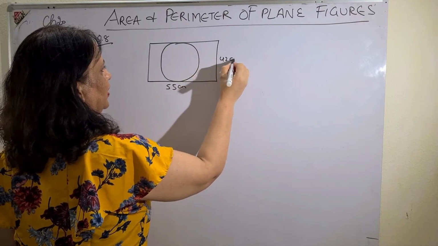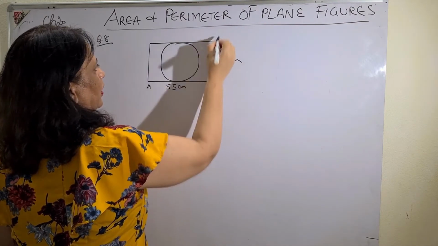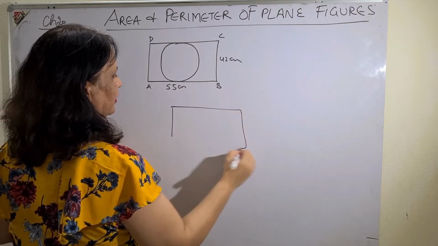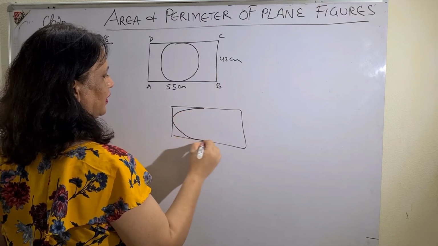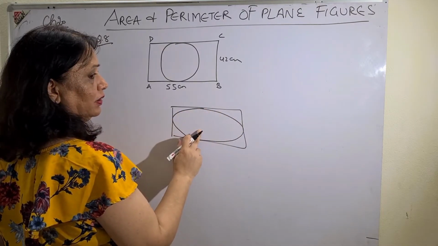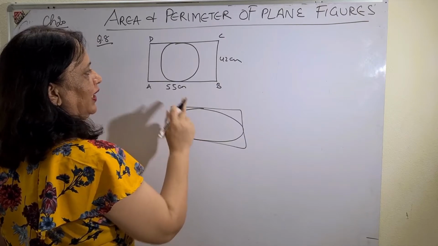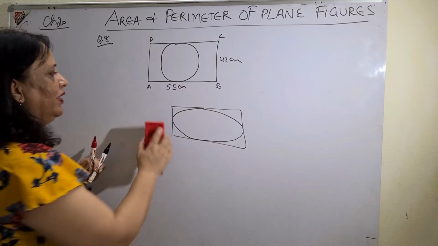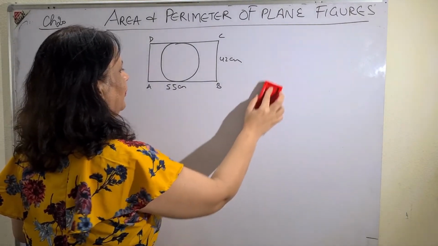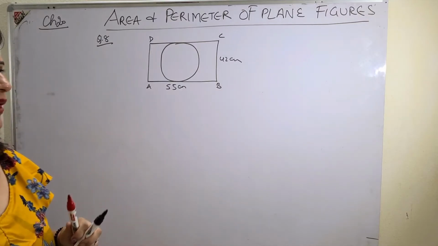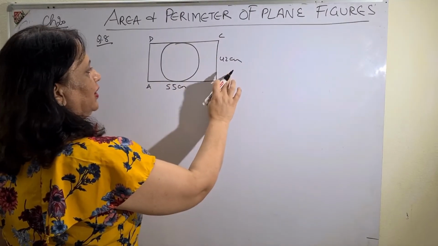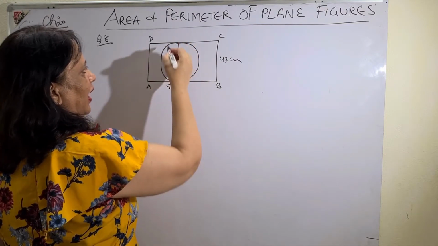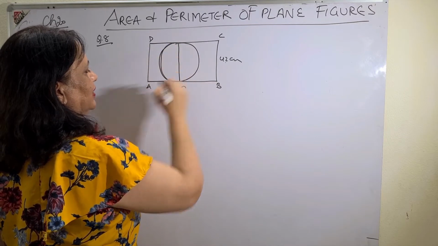Now, you can ask me, ma'am, why have you not cut the circle like this? Is this a circle, children? No, this is an oval shape. And they asked me to draw a circle. So remember for the future that whenever we have to cut a circle from a rectangular cardboard, it is always taken along the shorter side. The shorter side was 42 centimeter. So I took the circle by the shorter side, and this is a proper circle.